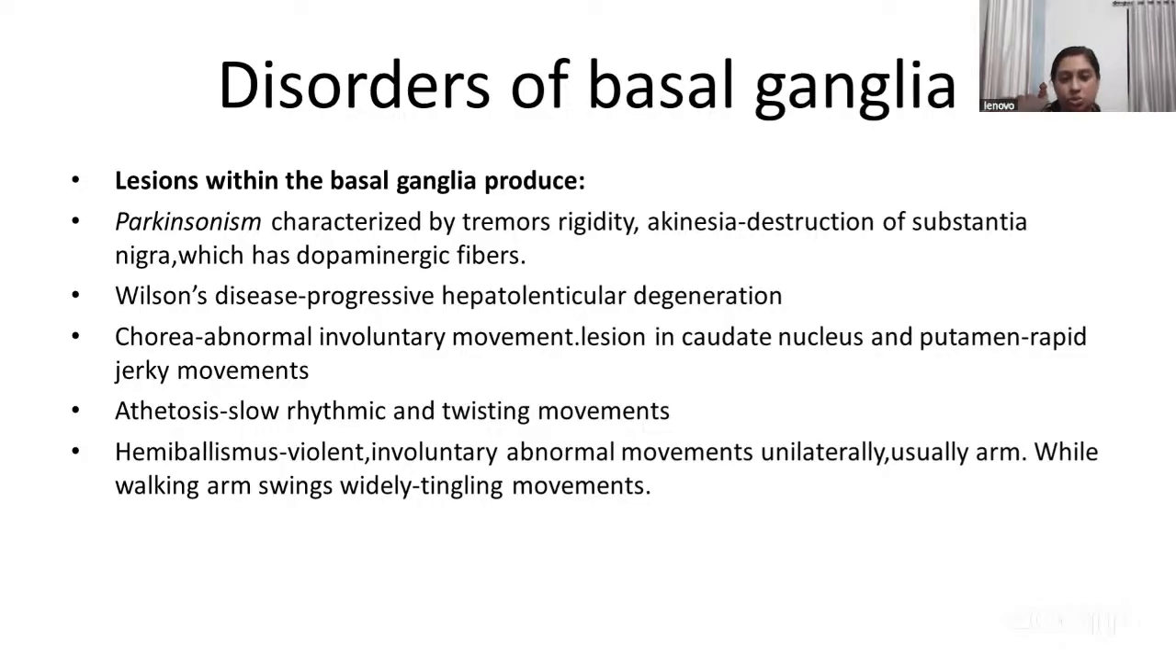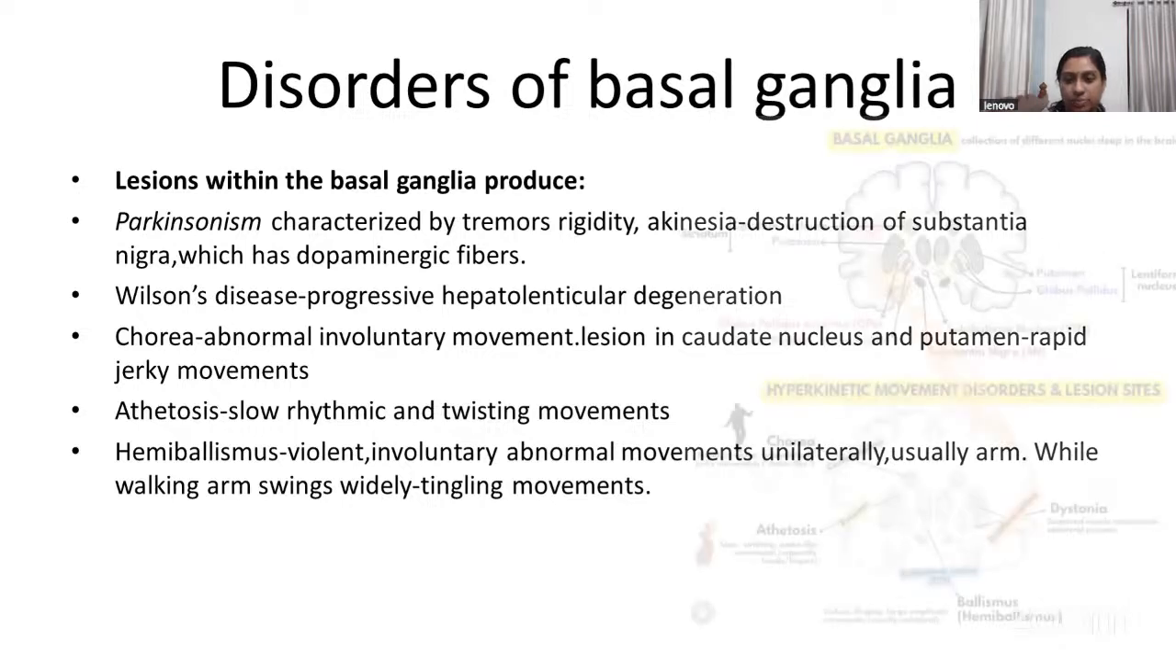Next is athetosis. Athetosis means slow rhythmic twisting snake-like movements, like Bharatanatyam. Classic dance moves are seen in athetosis. Whereas in hemiballismus, it is the unilateral arm, either the right or left side. Involuntary abnormal movements of the arm are usually seen in hemiballismus. Ballismus means it's not unilateral; here hemiballismus is unilateral. While walking, the arm swings widely. That is what we call flinging movements seen in hemiballismus.